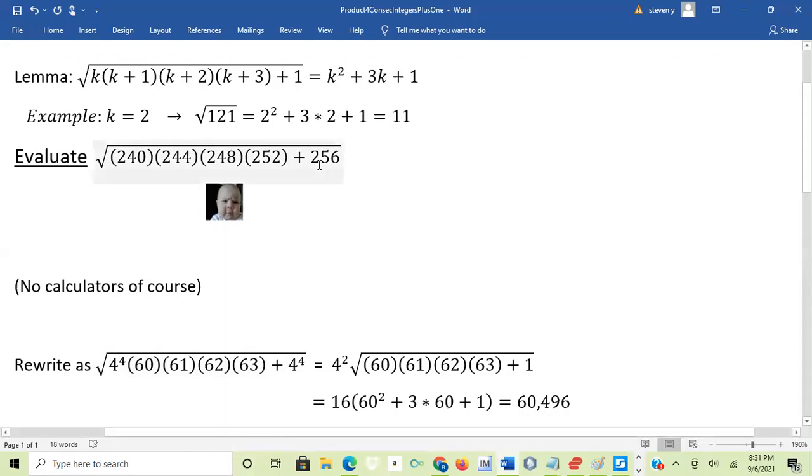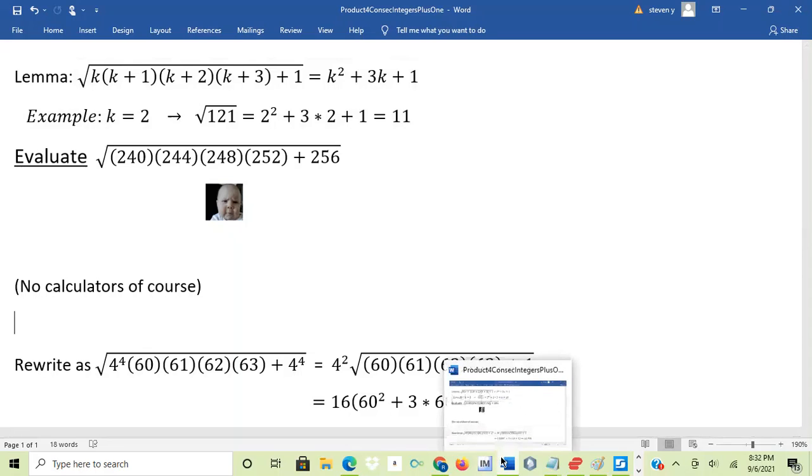And conveniently, and that's why the problem is contrived or designed to work, I wrote 256 in there because that is 4 to the 4th. Now note how the 4 to the 4th, when you square root it, becomes 4 squared. And now we just appeal to the lemma. This would be quite difficult without the lemma. I don't know how I would do it if we didn't have the lemma, but the lemma prevails right here, and you can see the 16. And then again, I'm just using the result of the lemma, k squared plus 3k plus 1.